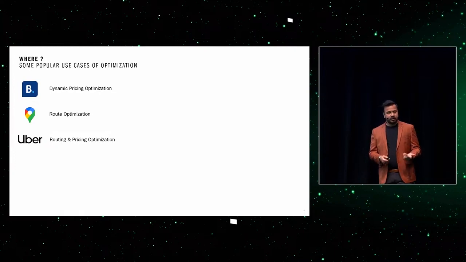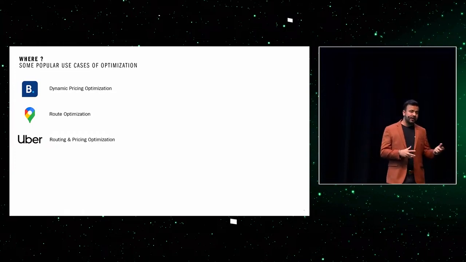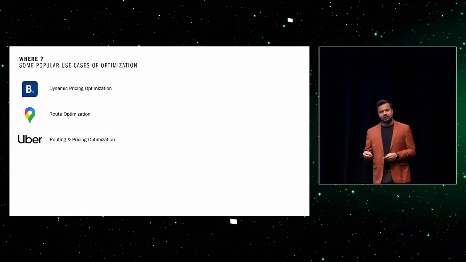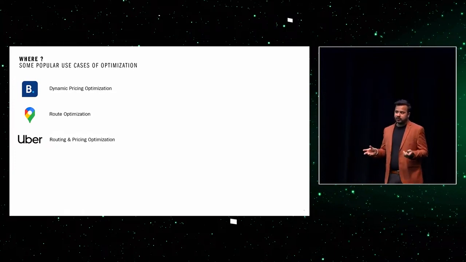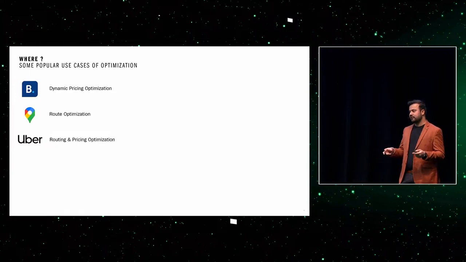And let's take a look now at some very popular use cases. Some companies, how they will be using this kind of an optimization. For example, Booking.com would be using optimization to dynamically set their prices and set their discounts to consume their inventory. On the other hand, Google Maps or Waze would be using optimization to find the most minimal transportation time or minimal time from point A to point B.